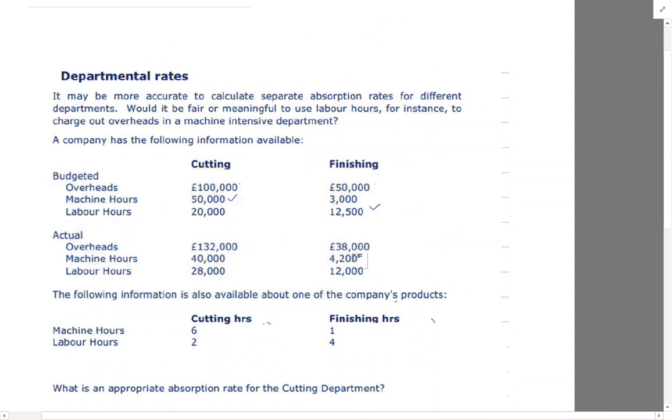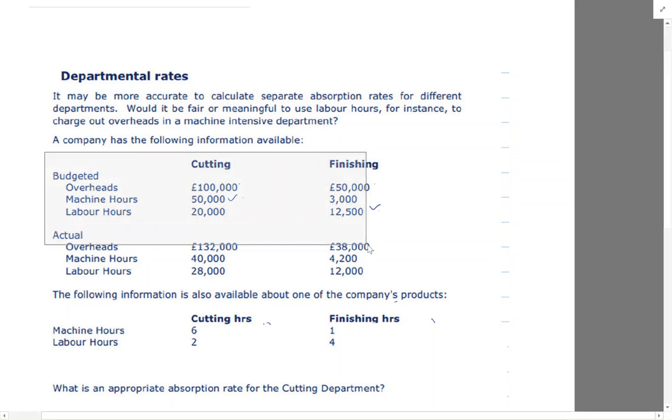Remember, rate is found using budget. We never use actual data to find rate. We only use actual data when budgeted data is not given. In a question, if budgeted data is not given, you can use actual data. Otherwise, rates are found using budget. The reason is we don't know about the actual cost until the end of the year.